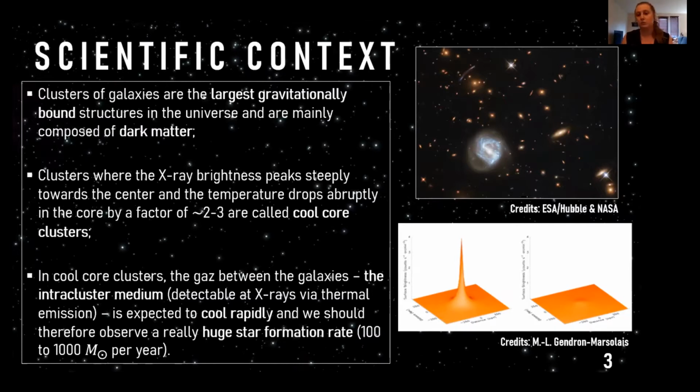is expected to cool really rapidly. And as you know, the star formation rate is really high when it's cold. So we should therefore observe a really huge star formation rate, about 100 to 1,000 solar masses per year. Just to give you an idea, in our galaxy, the Milky Way, the star formation rate is about 1 solar mass per year, which is considered huge. So 100 to 1,000 is far more huge.